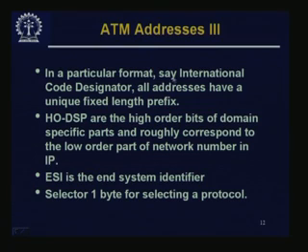In a particular format, say ICD, International Code Designator, all addresses have a unique fixed length prefix. Now, the high order DSP are the high order bits of the domain specific part and roughly correspond to the low order part of the network number in IP. ESI is the second. So we need not go into this, all I am trying to show is that this particular scheme can sort of subsume a lot of other schemes which were possible, and the reason I am showing this is that a similar thing was tried later on in IP version 6.